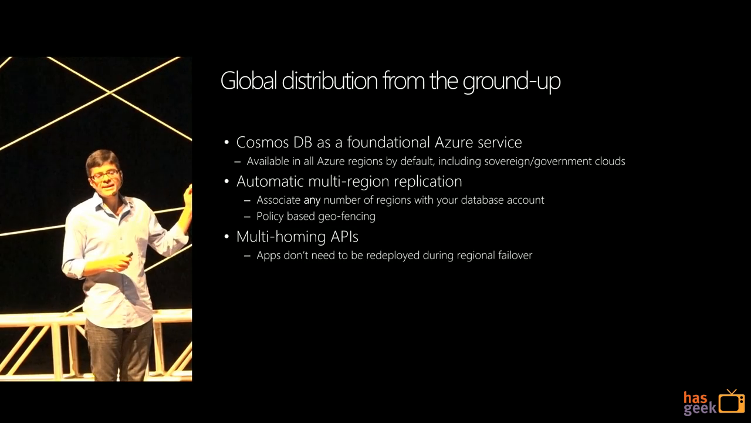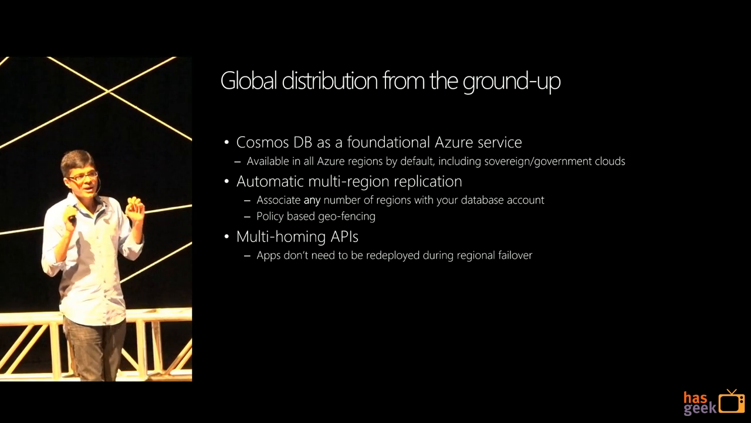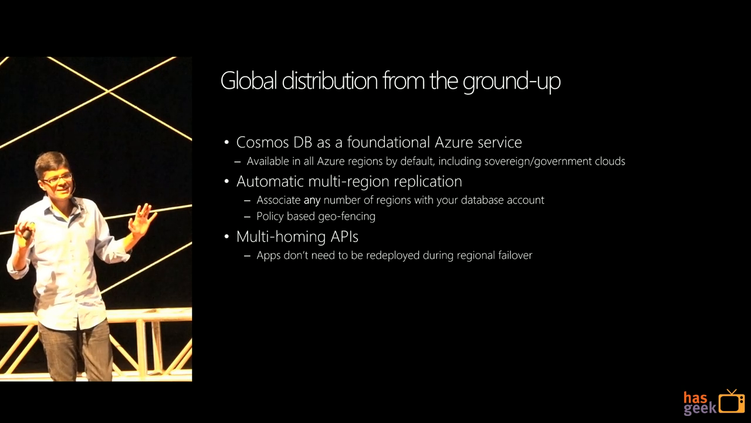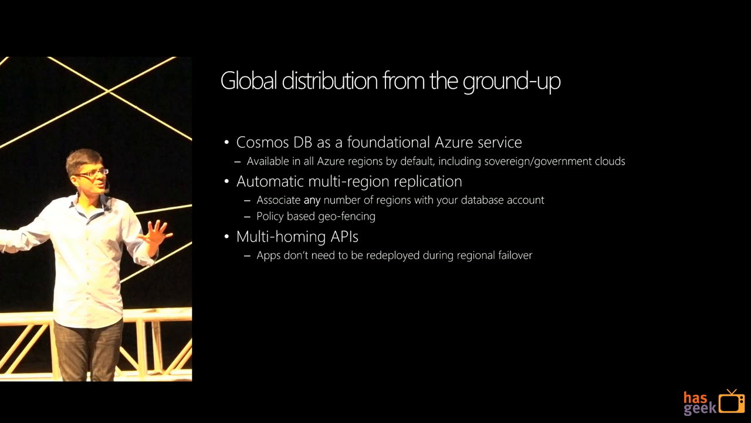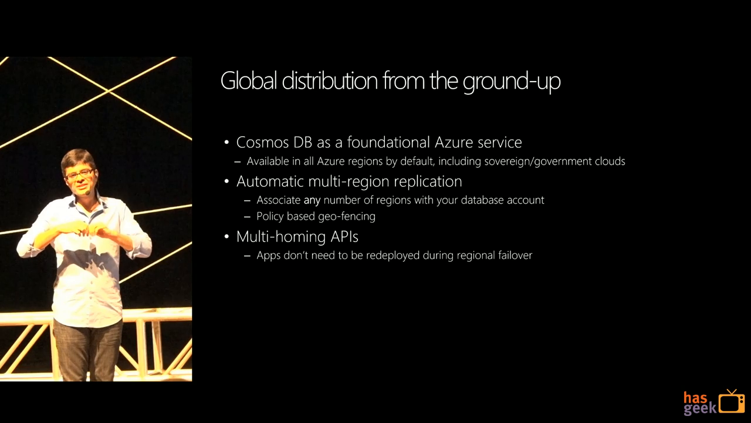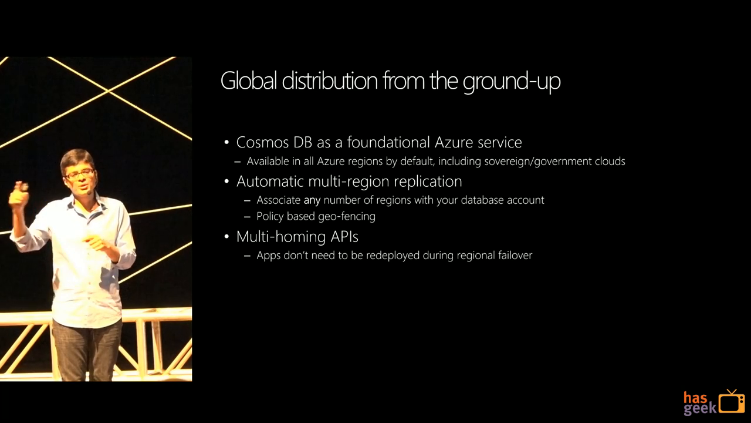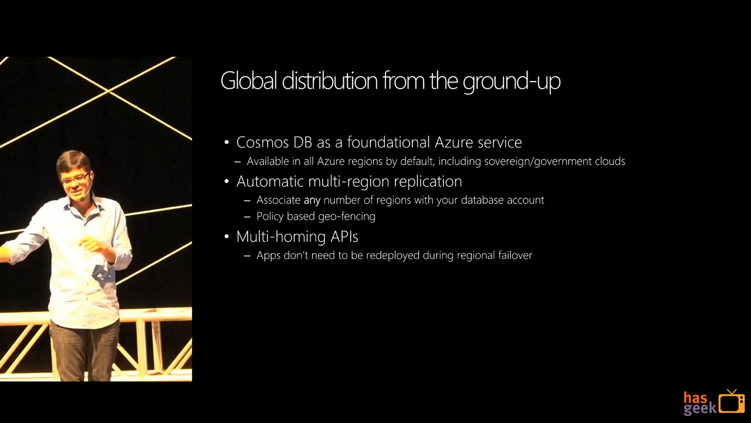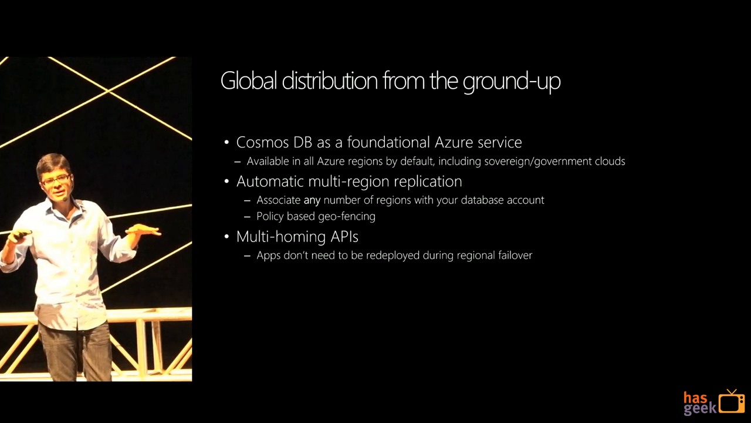All the APIs that the database system exposes are multi-homeable. What it means is that whenever a disaster happens, you don't have to redeploy your app. Imagine your database is spread across those five regions and the sixth one that we just added. If one of the regions goes down, you don't have to redeploy your app to configure it to talk to one of the other data centers or regions. All of the endpoints are logical. So your application continues to operate with logical endpoints, logical URIs.